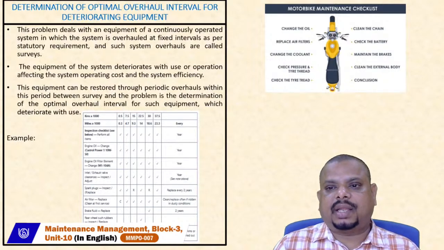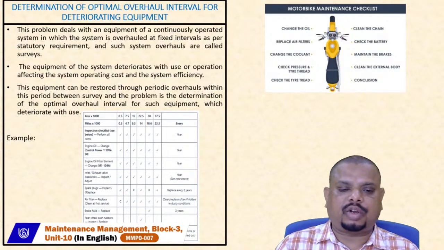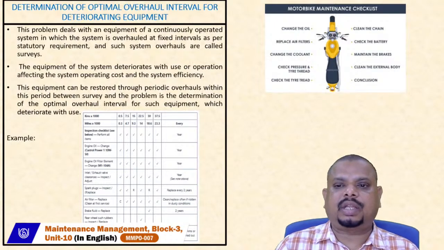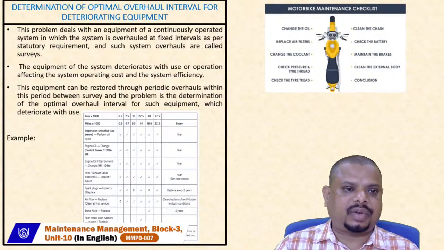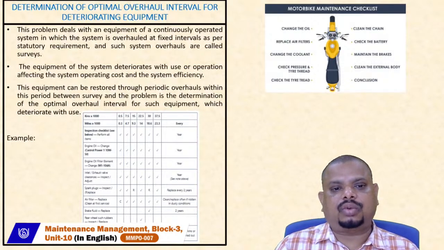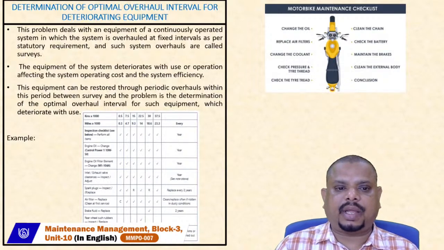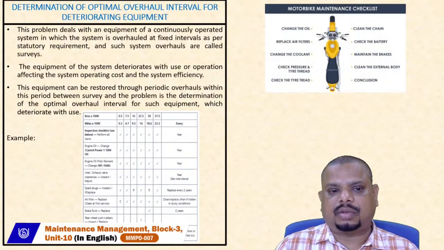The next important part is to clean the chains, then check the battery levels, then maintain the brakes, then clean the external body, and finally go for the conclusion. So from that conclusion, with respect to number of years, kilometers or miles, a certain amount of overhauling activity should be done so that you can minimize the maintenance cost with reference to the overhaul interval of deteriorating equipment. The equipment of the system deteriorates with use, which directly affects the operating cost of the bike as well as its operating efficiency. That is why I have given the example of a motorbike.